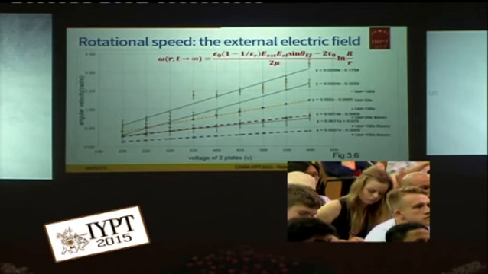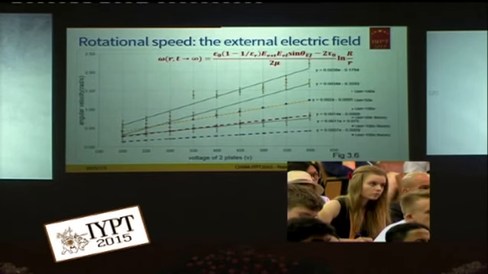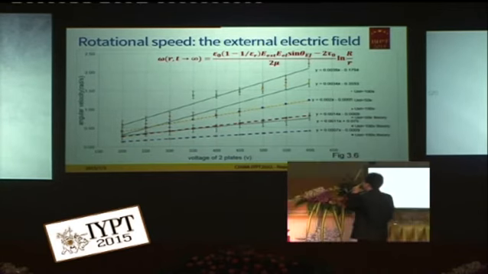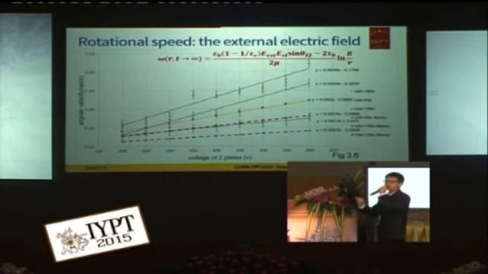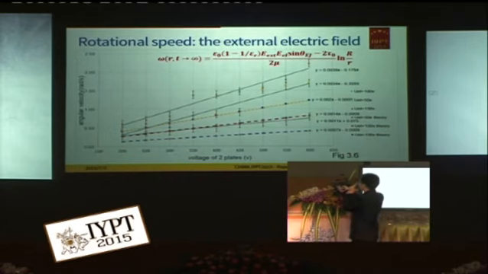And these three straight lines are experimental lines, and these dashed lines are the theoretical line. And we can also see the experimental line matches the theoretical line very well.